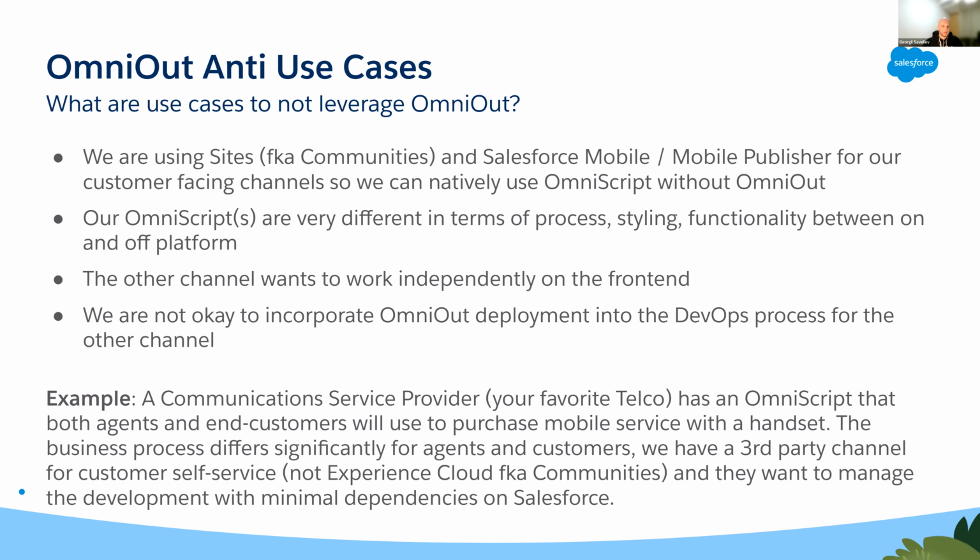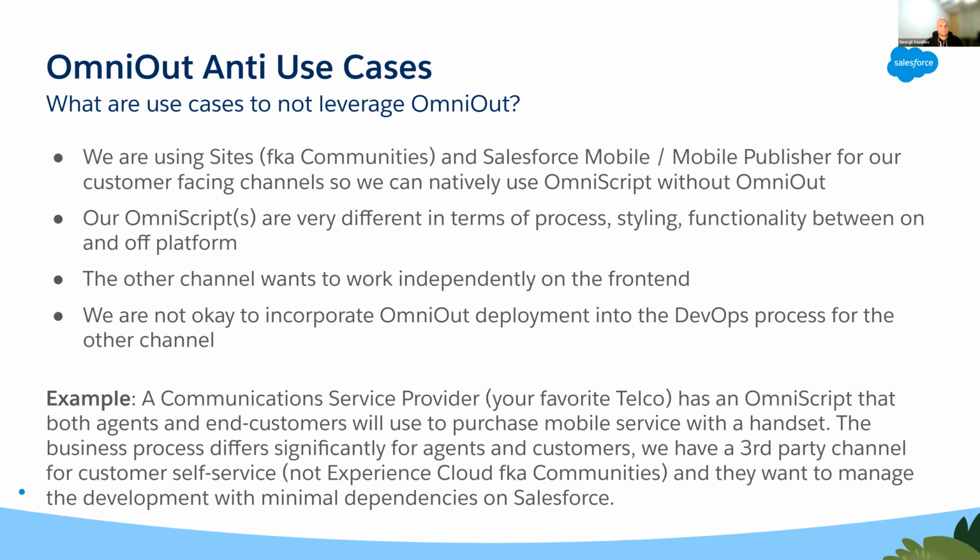So the example here is kind of similar. Let's say that we have an OmniScript that's used by agents and end customers. The business process is significantly different between the two. We have a third-party channel that's not using Communities, and they want the development to have minimal dependencies. These are different pieces that are not a good fit. So this is where you would consider building a custom UI that's not leveraging OmniOut.